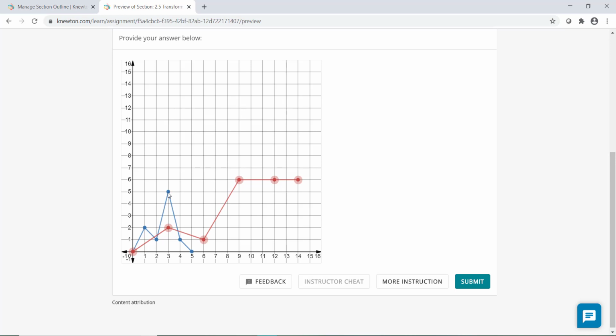The next point that I have is here at the end of my mouse. That has an x coordinate of 3. 3 times 3 gets me 9. I still need to keep the y coordinate of 5, so I'm going to go 9 up to 5. The next point I have is here at 4. I need to take 4 times 3 to get me 12, and I still keep the y coordinate of 1.